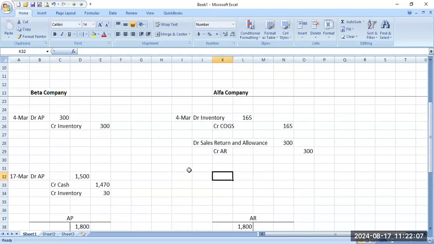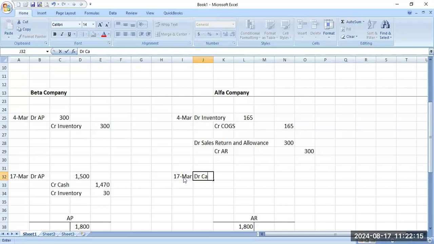So these guys on March 17, they're going to receive cash for exactly the same amount. Because this check that this guy is writing is going to come to Alpha Company for $1,470 only. But these people have to close accounts receivable for $1,500.